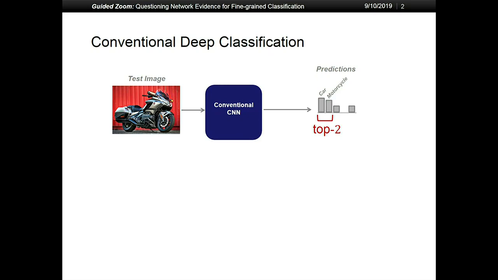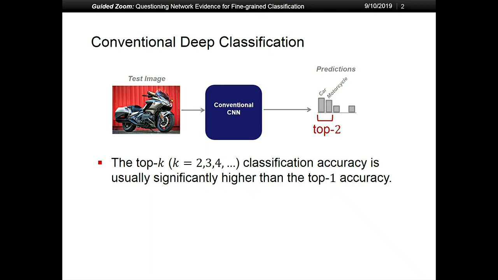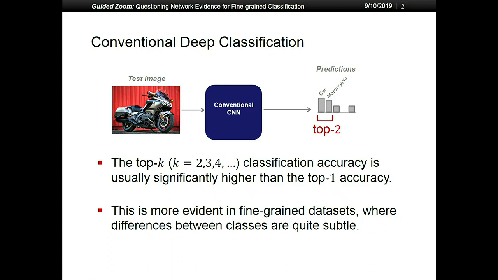We can say that in general, the top K classification accuracy of a convolutional neural network is usually significantly higher than the top one accuracy. This phenomenon is also more evident in fine-grained datasets, where differences between classes are quite subtle. If you consider the popular dataset Stanford Dogs, you can easily obtain a top one accuracy of 86.9 compared to a top five accuracy of 98.9. You can notice the big gap between these two accuracies.